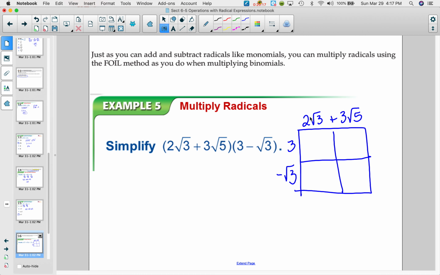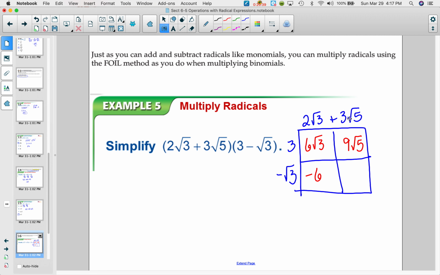Now, remember, you multiply the whole number part. So 2 times 3 is 6, so we get 6 root 3. 3 times 3 is 9, so I get 9 root 5. Here, if I have the square root of 3 times the square root of 3, I'm squaring a square root of 3, and I get 3. Times the 2 I already had gives me a negative 6 here. So you might have to stop and think about that one.